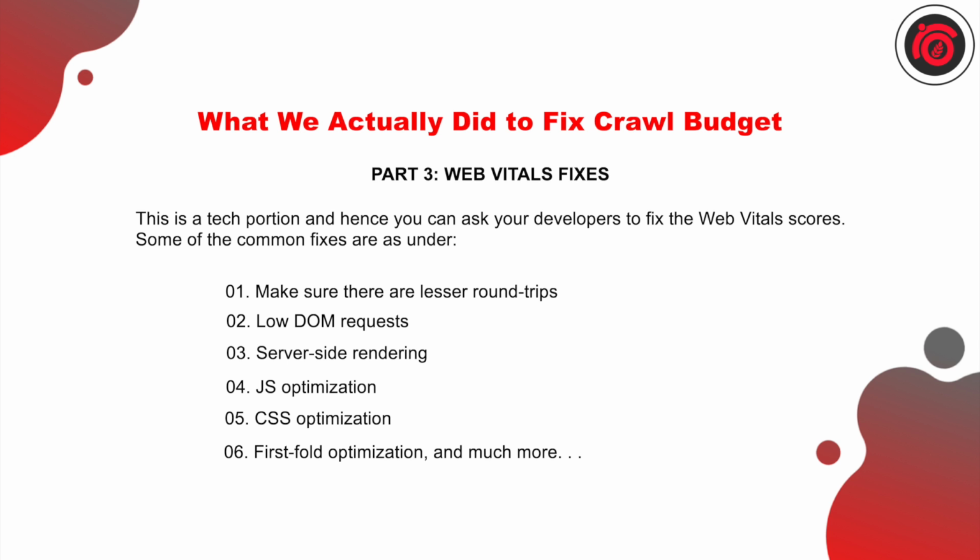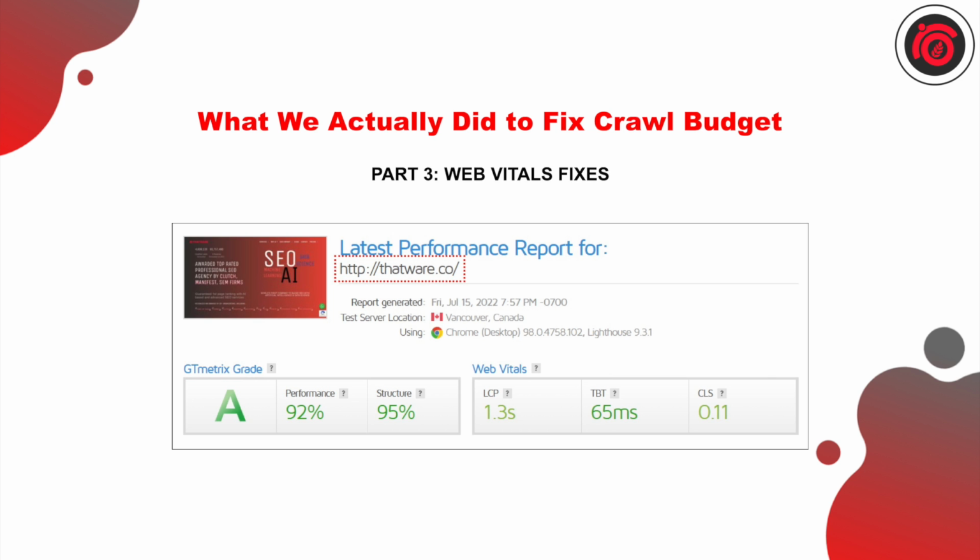Now let's move on to part 3. After you have done all the core web vital fixes, you can check the score using GTmetrix. You can see our score is already optimized, and this is the level that we have achieved right now. Our performance is quite good. Now let's move on to the taxonomy portion.